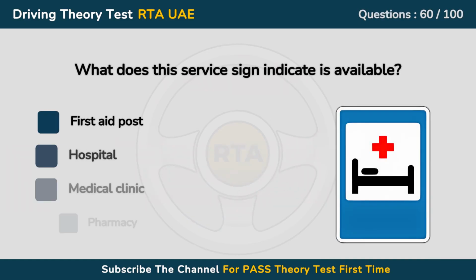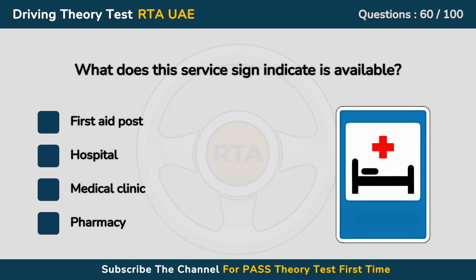Question 60. What does this service sign indicate is available? A. First aid post. B. Hospital. C. Medical clinic. D. Pharmacy.